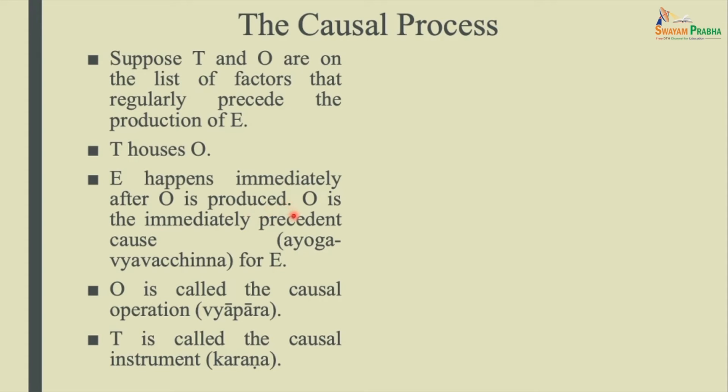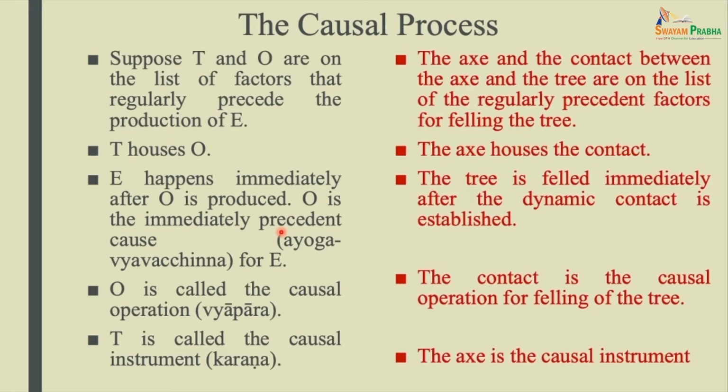That feature is called ayoga vyavachchheda. We would say that in that case, O is ayoga vyavachchinna for E. Now, O is called the causal operation, and T is called the causal instrument. We need to understand this through examples.